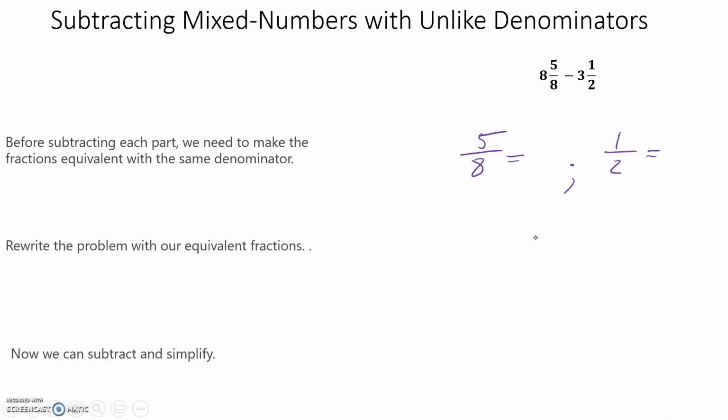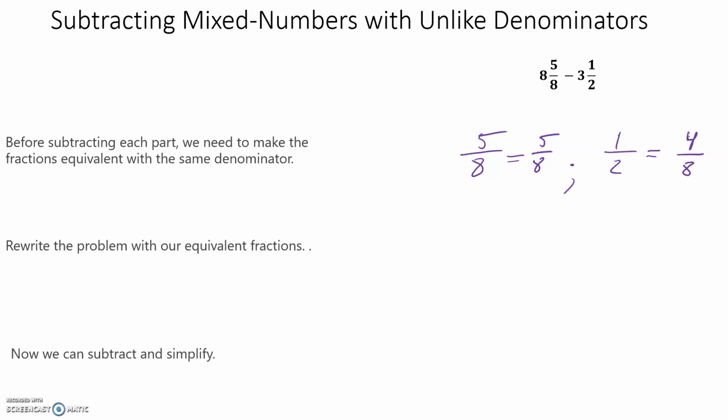So 5/8, and since 8 is my common denominator, I don't need to do anything with 5/8. I just got to change that 1/2 into an equivalent fraction with 8 as a denominator. And so 2 times 4 is 8, so I'm going to multiply 4 times the numerator, and I get 4. All right, so my answer is 4/8, or not my answer, but my equivalent fraction, okay?